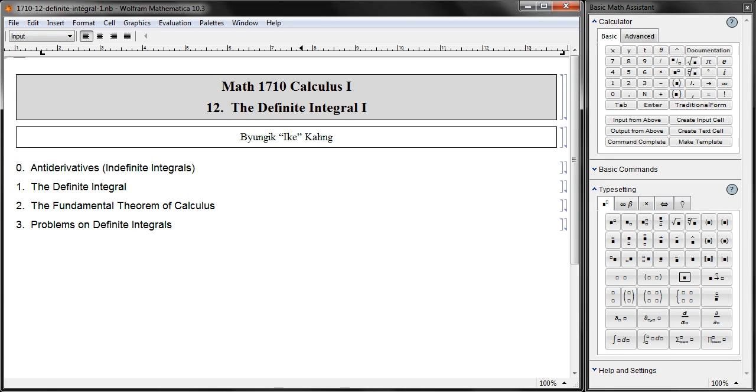Module 12, the definite integral. Previously, we had been studying the antiderivatives, or in other words, the indefinite integrals. Now, what's the difference between the two, the definite versus the indefinite integrals?